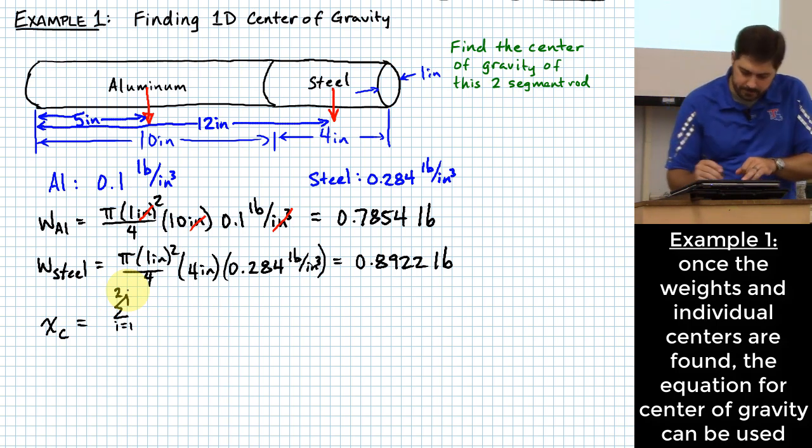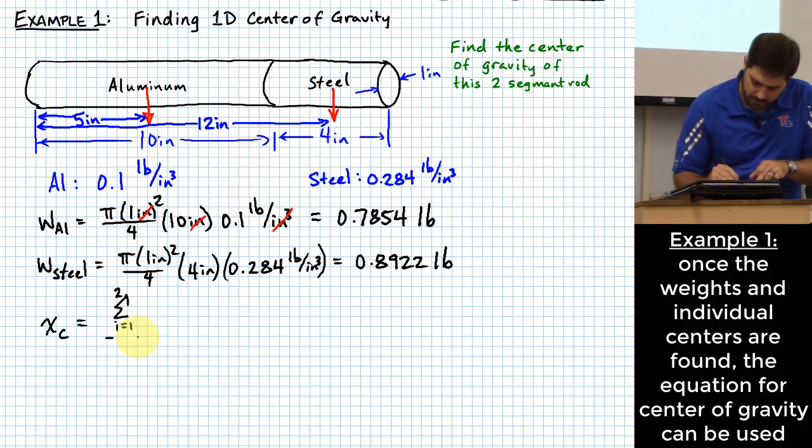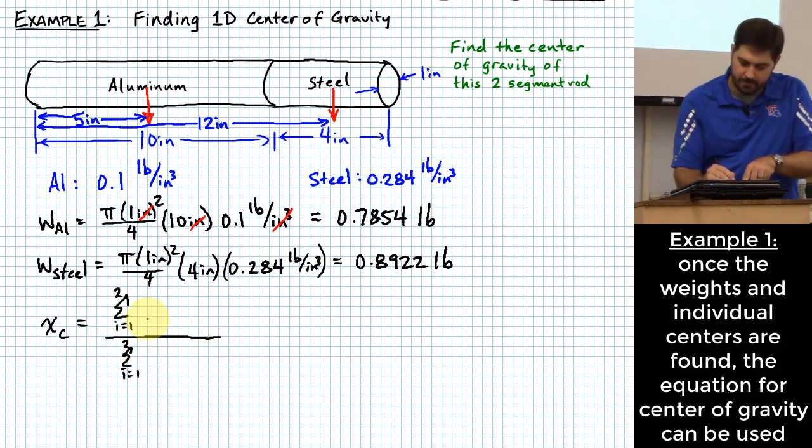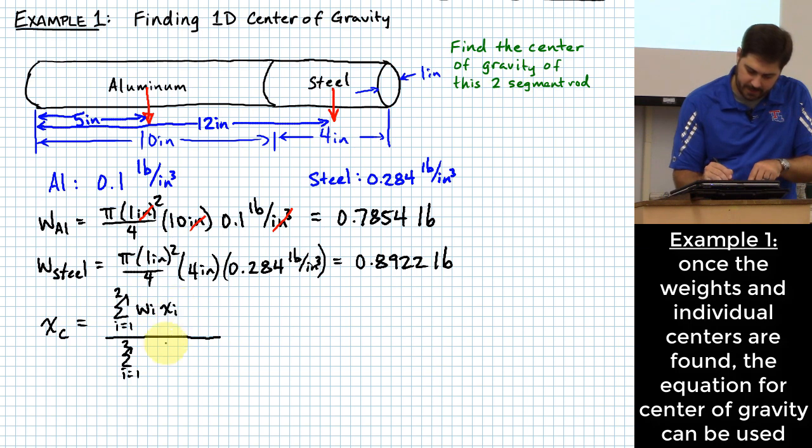right? And the sum, i equal 1 to 2, of what? w_i x_i over w_i. That's what our equation says, right? So what do we plug in for these?